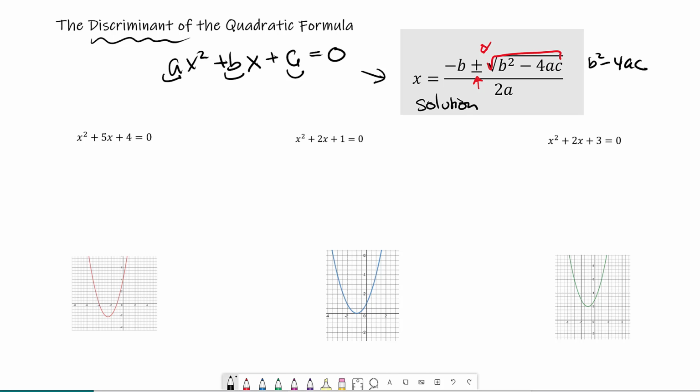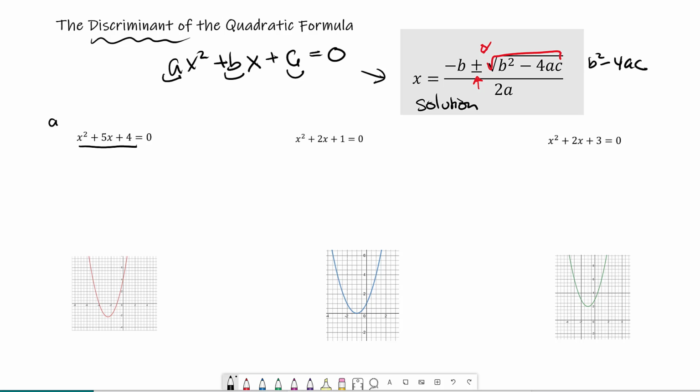So in order to understand what happens in every one of these cases, we will look at 3 different examples, each describing a different scenario. And in this first example, x squared plus 5x plus 4, we will be looking at the case where b squared minus 4ac, the discriminant of the quadratic formula, is positive. So let's look at this in detail.